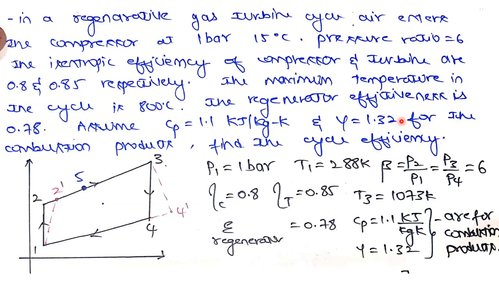So this is the new parameter which you came across in this particular problem. The regenerative effectiveness is 0.78 and it is noted down as such here. Assume the Cp value is 1.1 kilojoules per kg Kelvin and gamma is equal to 1.32 for the combustion products. He is specifying the value of Cp and gamma only for the combustion products, not the air. Where do the combustion products come into the picture? They come into the picture during the heat addition process and during the expansion process. Only air is being compressed from 1 to 2.